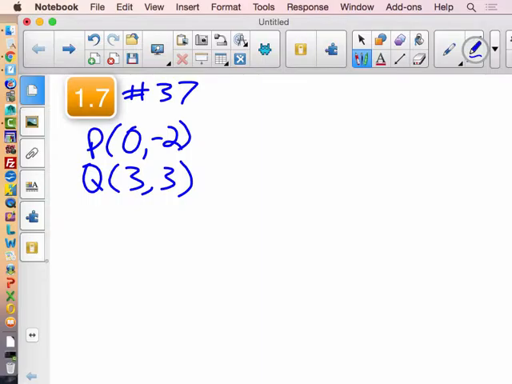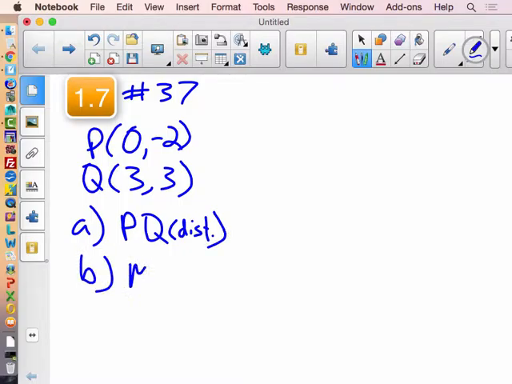They ask us to do two things. They want us to find PQ, which is really the distance, right? And then they ask us specifically to find the midpoint of PQ. And so you could just label these: this is x sub 1, y sub 1, x sub 2, y sub 2. I'm going to do the distance first.